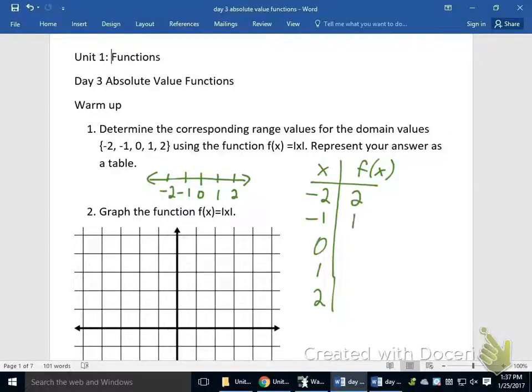-1 is 1 unit away from 0. 0 is 0 units away from 0. 1 is 1 unit away from 0, and 2 is 2 units away from 0. So this completes number 1. Moving on to number 2, it wants us to graph it, which is actually kind of handy now that we've got the table, that we can just plot those points. And what it does is it makes what looks to be a V.